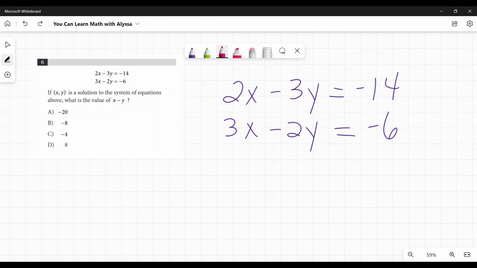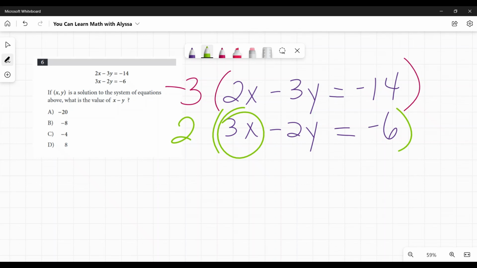And I want them to cancel out, so one needs to be a negative 6 and one needs to be a positive 6. So on top, I'm going to multiply everything by a negative 3 because that's going to turn my first term into a negative 6. And on the bottom, I'm going to multiply everything by 2 because that will make my first term a positive 6, and those two will cancel out.